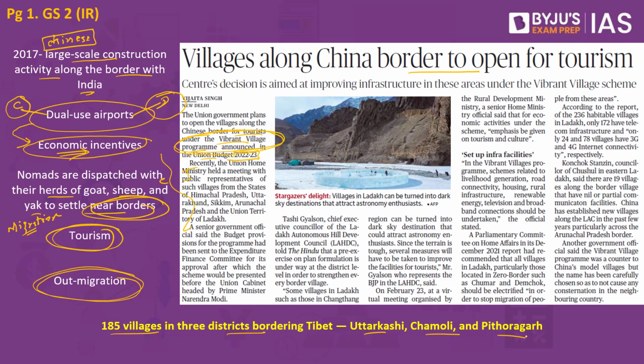On the Chinese side, modern facilities are provided to the villages, but on the Indian side these modern facilities were not provided. In order to overcome all these issues, we have a program called the Vibrant Village program. So what is this Vibrant Village program? This is an initiative of the central government where it wants to enhance the development of infrastructure, improve connectivity projects, and ultimately prevent out-migration from the border areas.